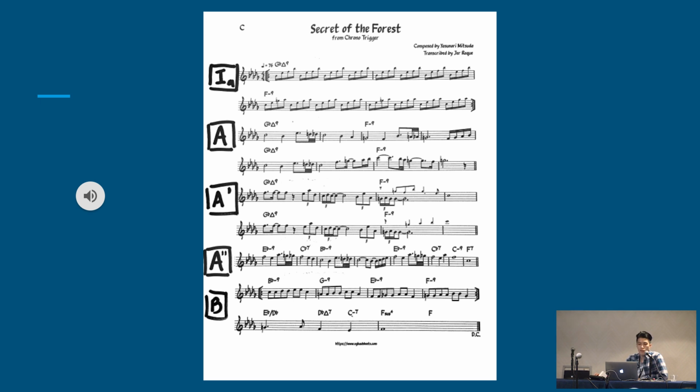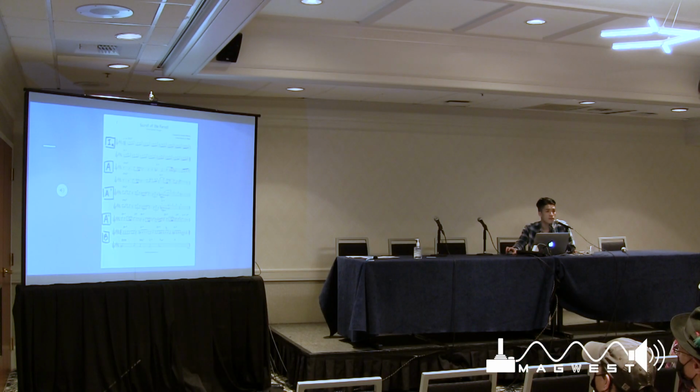And how about A prime prime? What did he do there? Really interesting chord. Yeah, a lot of different, very varied harmony, but over the same melodic structure as the first A. Exactly. Exact same melody, just over a different set of chords now.